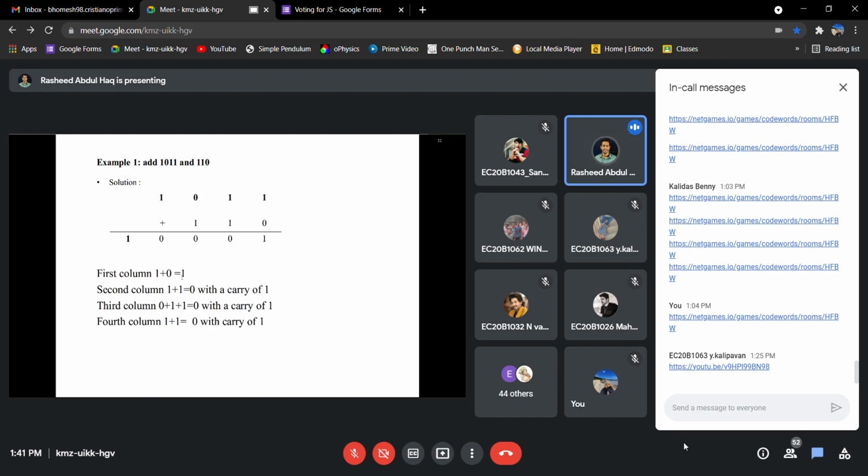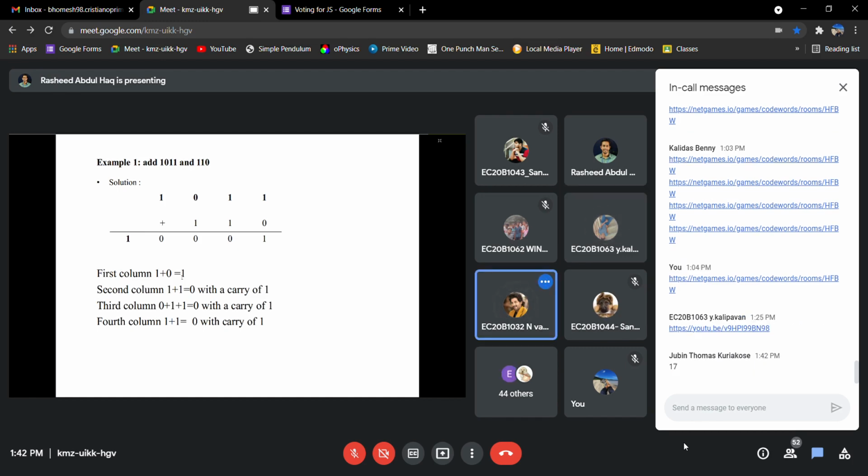It is very simple, where we use those rules: 1 plus 0 is 1, 1 plus 1 is 0 with carry 1. Then again 1 plus 1 gets added and we get a 0 with another carry 1. And that is again 1 plus 1 is equal to 0, and then we get a carry of 1. So finally we get the answer as 1 0 0 0 1. Can someone tell me the decimal of that, 1 0 0 0 1? Seventeen, sir. 17, okay, correct.